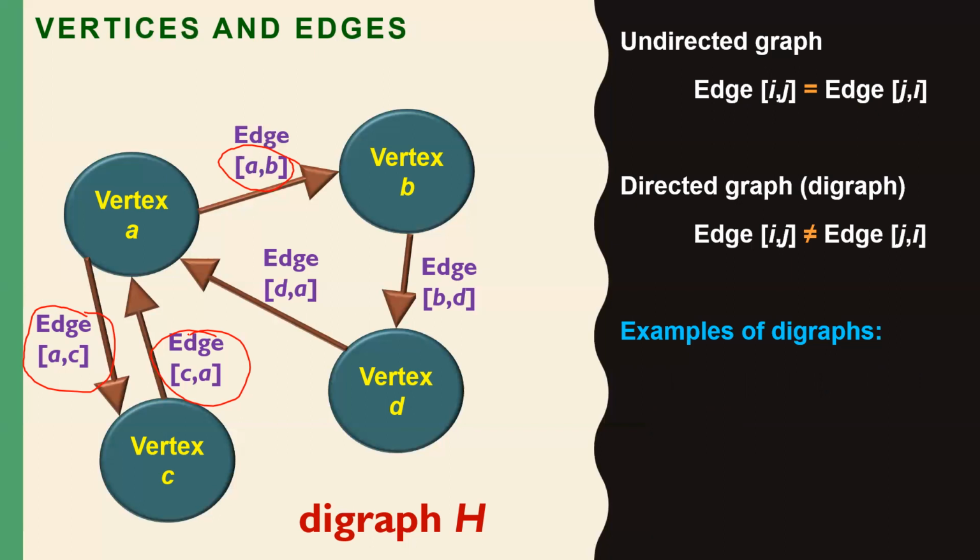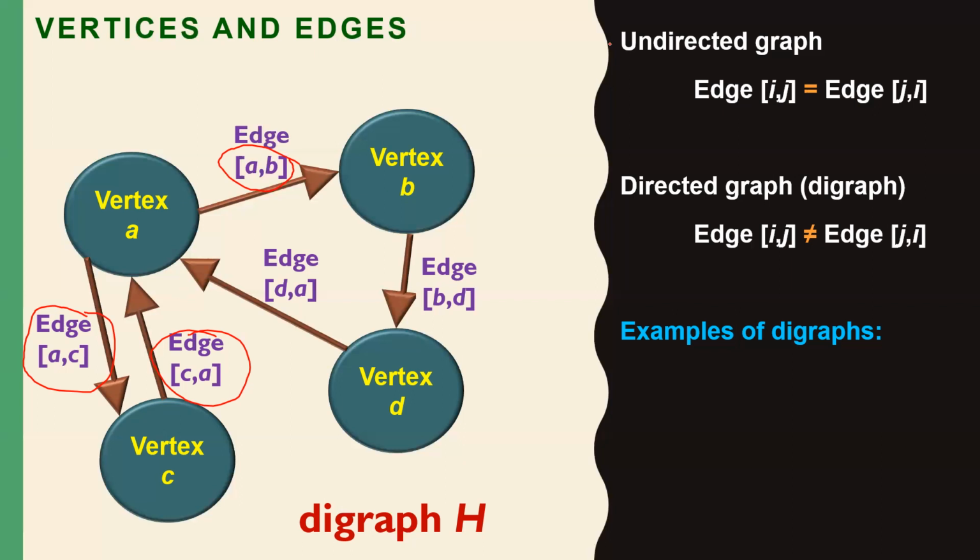Order, or is the question too easy, you don't want to answer? So here the graph has how many, what's the order? The order is the number of vertices, so that is 4, right?